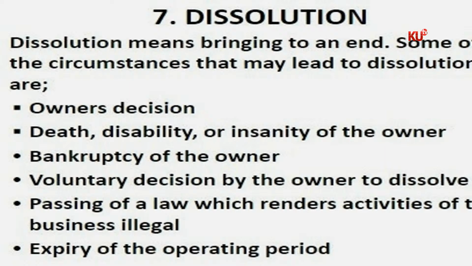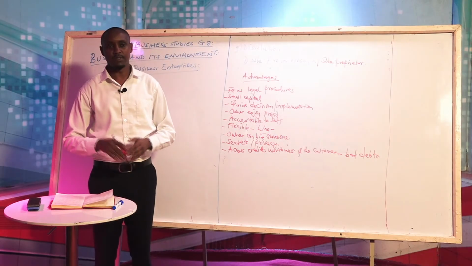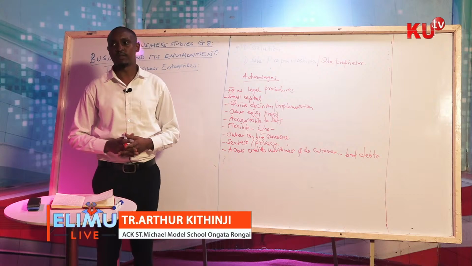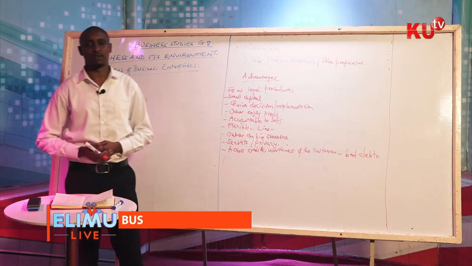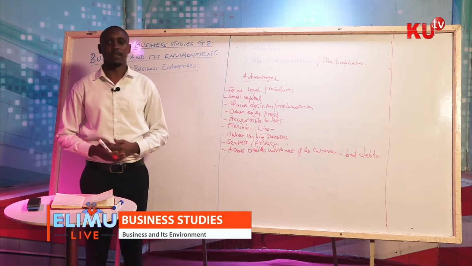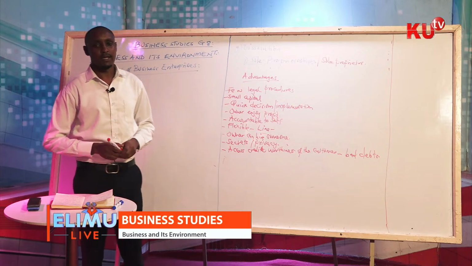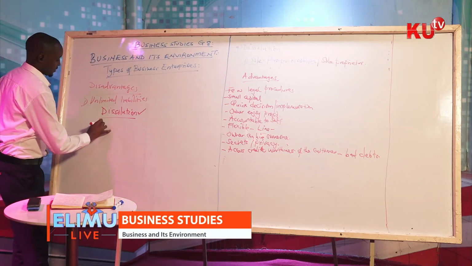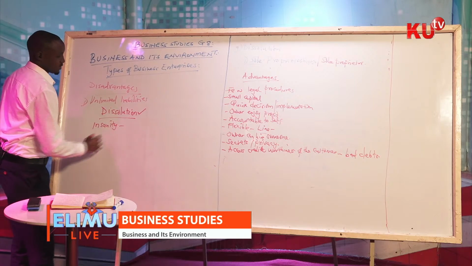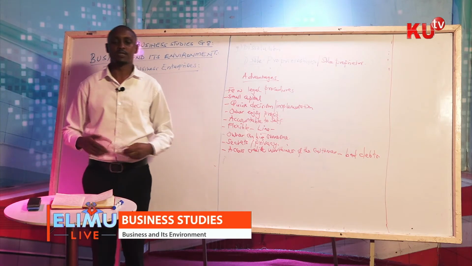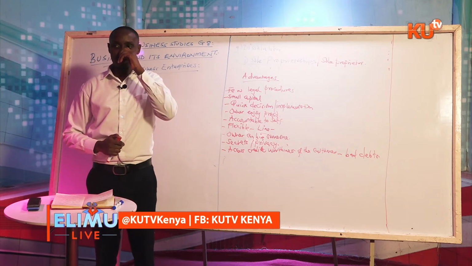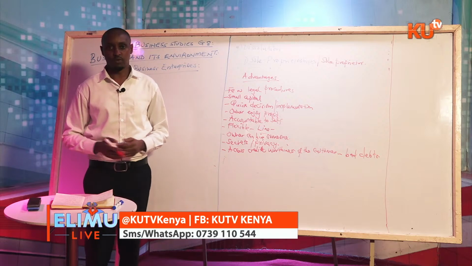Number two is upon death, disability, or insanity of the owner. Remember, the owner is the brain, the engine of the business. So if the engine is dead, the business is dead. If they are incapable, if they have disabilities, for example, and they can no longer do whatever they have been doing, or they are at home, bedridden or in a hospital bed, then that means the business comes to an end. In case of insanity, this word insanity means having mental health issues. That means if they have mental health issues, the business cannot continue running.